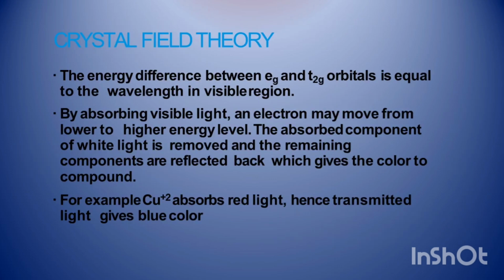The energy difference between the Eg set and the T2g set that we have discussed is equal to a wavelength which lies in the visible region of electromagnetic radiation. The visible region is what our eyes can detect, and it comprises different colors. By absorbing visible light, an electron may move from a lower energy level to a higher energy level. The absorbed component of the white light is removed, whereas the remaining component that is reflected back, which we may see, gives the color to the compound.